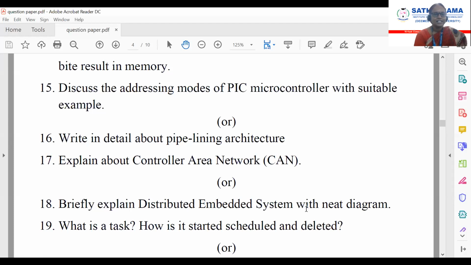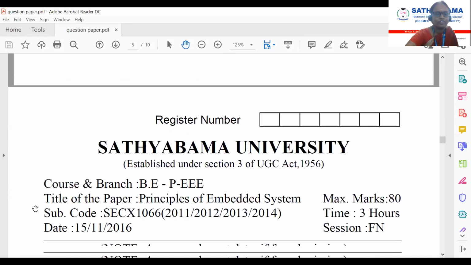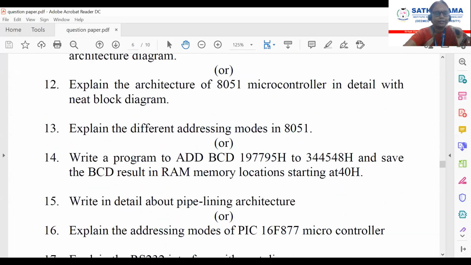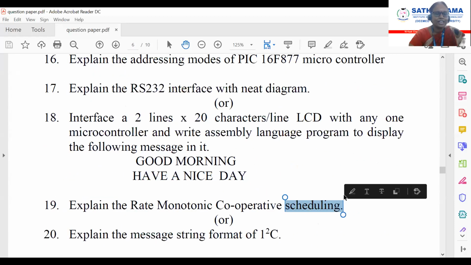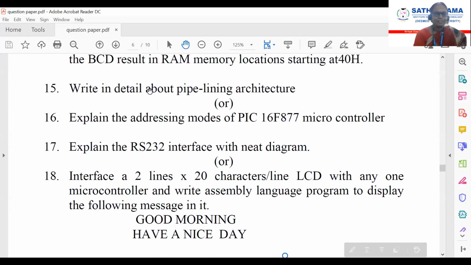Are you clear? Jayashri, have you completed, ma'am? Yes, ma'am, written. Okay, okay, so 15, 16, 17, 18 are over. 15 and 16 are third unit, Jayashri; 17 and 18 are fourth unit. Okay, ma'am.